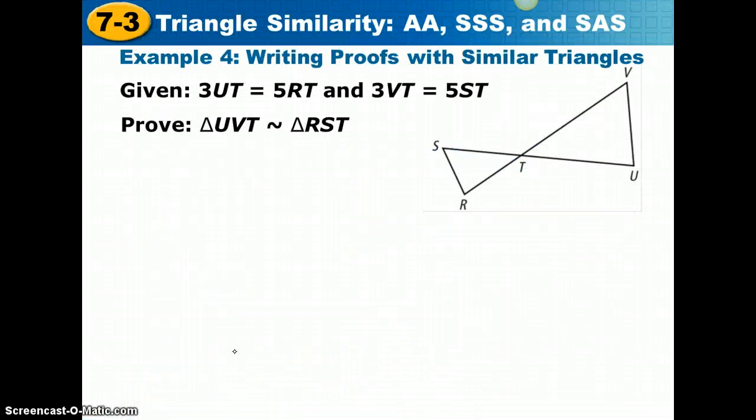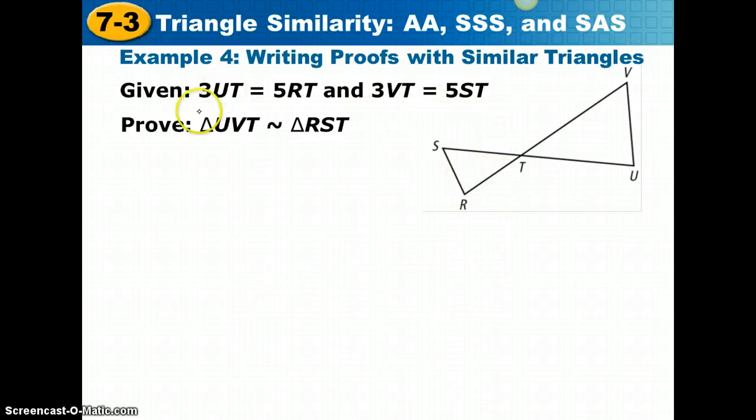All right, now for example 4, we do have a proof here. And it's been a little while since we've done a formal two-column proof, but we're going to try and piece this together and see if we can meet the criteria to prove that triangle UVT, which is the one here on the right, is similar to triangle RST. Now, UVT and RST, the order of those letters tells you which angles and sides should correspond. U corresponds to R, V corresponds to S, and both angles at T are corresponding angles.